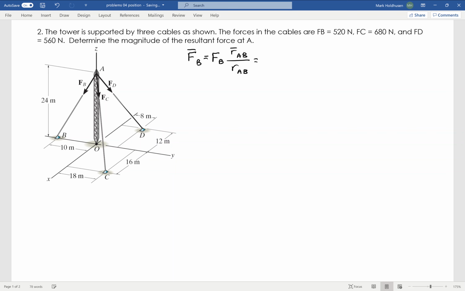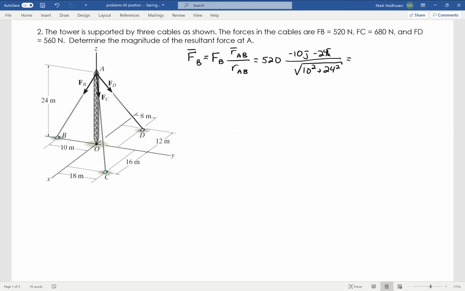So that's going to be 520 times the vector going from A to B. In the x direction it's 0, in the y direction it's negative 10j, and in the z direction it's negative 24 in the k direction. And that's going to be divided by the square root of 10 squared plus 24 squared. So this is really only in two directions here. It's in that YZ plane as shown there.